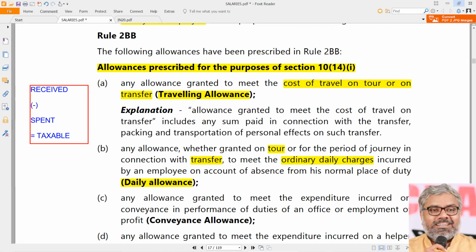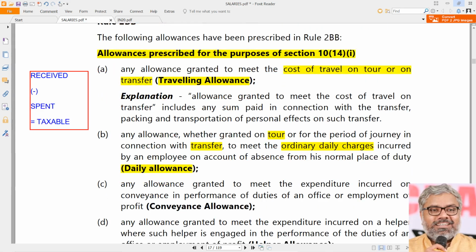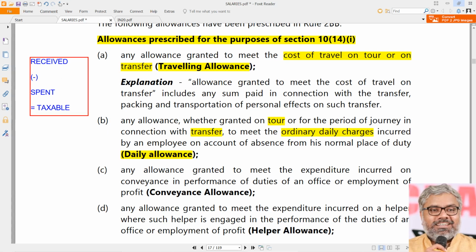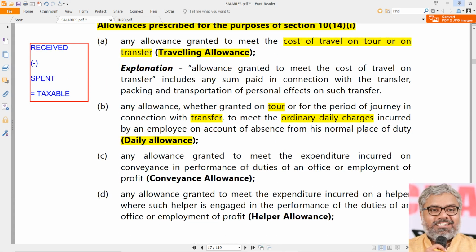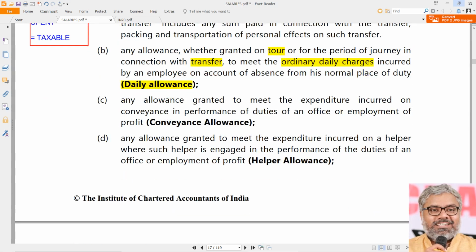So what we are talking about here is all the expenses which are incurred for official duties. In order to meet those expenses, the employer is giving some allowance to the employee. It is exempt. To what extent is it exempt? To the extent it is actually spent, it is exempt. That's it. One of them is traveling allowance, one of them is daily allowance. Okay, that is related to TA and DA, we can say.